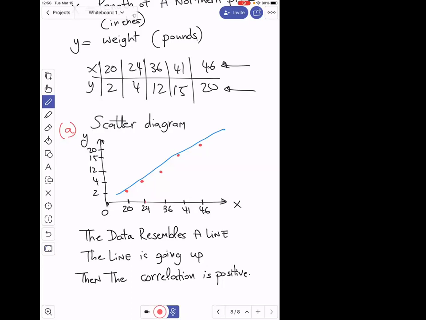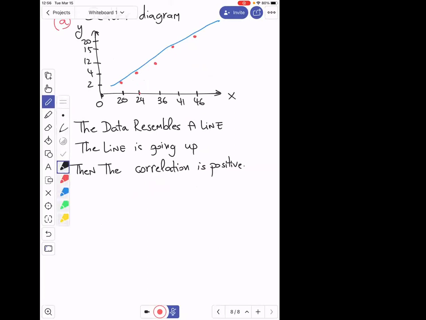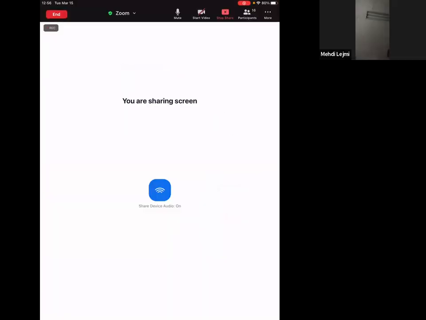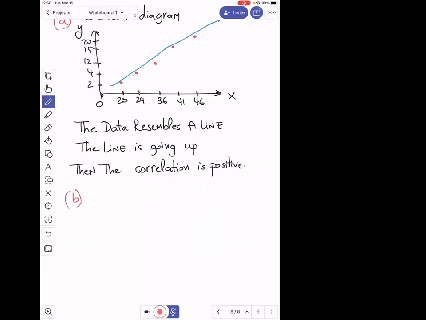In B, it says you need to compute X bar, Y bar. So X bar would be the mean of X. Let me see if there's any question in the chat. Yes, please. It looks like finding the mean. Do we have to also find the mean for Y? Yes, because here it says X bar and Y bar. Whenever you see a bar, that will be the mean. That's the notation for the mean. Yes, that's a good point.